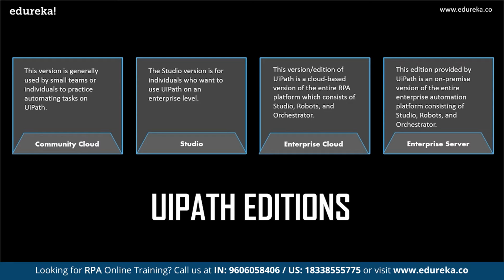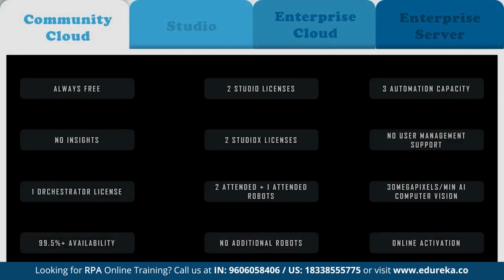So let's look into the various features offered by each of these versions. Starting with the Community Cloud version, it is always free. It offers no insights. It offers 1 orchestrator license. It comes with more than 99.5% availability. It offers 2 Studio licenses and 2 Studio X licenses. It also offers 2 attended plus 1 unattended robots and no additional robots. Apart from that, it offers free automation capacity and no user management support is provided. And finally, it also offers 30 megapixels per minute AI computer vision and can be activated online.